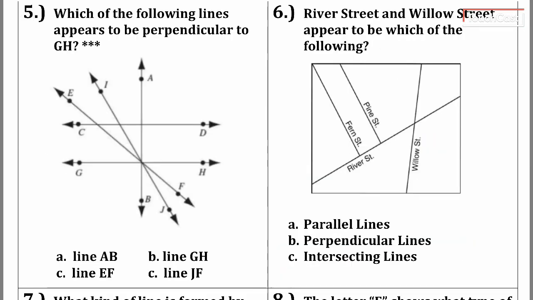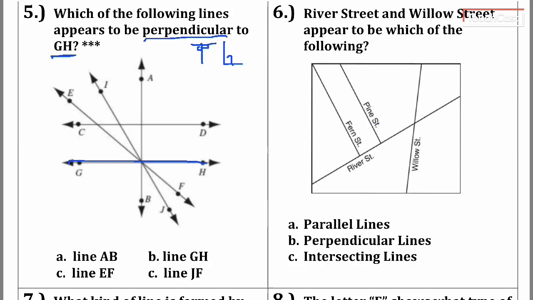All right, let's look at number 5. Which of the following lines appears to be perpendicular to GH? Well, there's a few key words that we need to pull out. Perpendicular. We remember perpendicular forms the letter T or the letter L, and it has a square angle. Pardon my sloppy square angles. And we need to be perpendicular to GH specifically. So I'm going to highlight GH, G to H, very carefully.